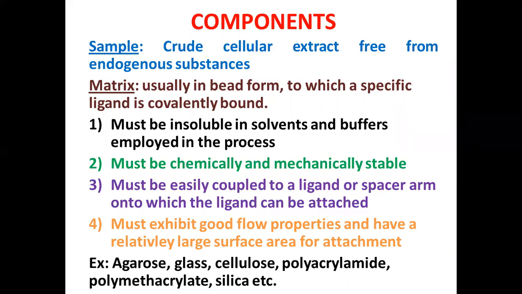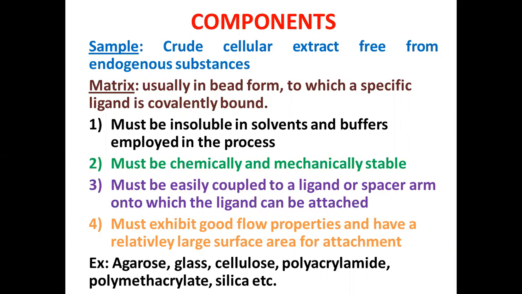Sample must be pre-treated in such a way that the ultimate sample, the laboratory-ready sample, can be subjected to separation by affinity chromatography in order to isolate the proteins. Therefore, we need a crude cellular extract which must be free from endogenous substances. Apart from affinity chromatography, other analytical techniques are also required in order to remove the endogenous substances and other unwanted substances which are present in the tissue.